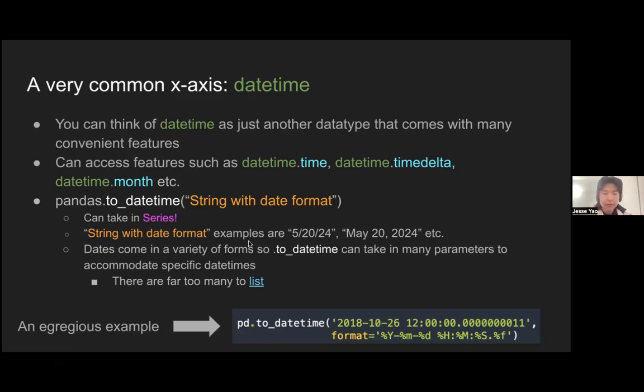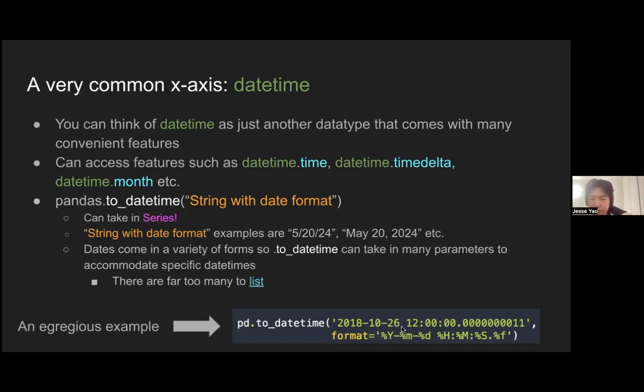So like I said, dates come in a variety of forms, so to_datetime can take in many parameters to accommodate specific datetimes, right? There's a parse-limited list, and if you click here, you can open the documentation to see what could possibly be used.